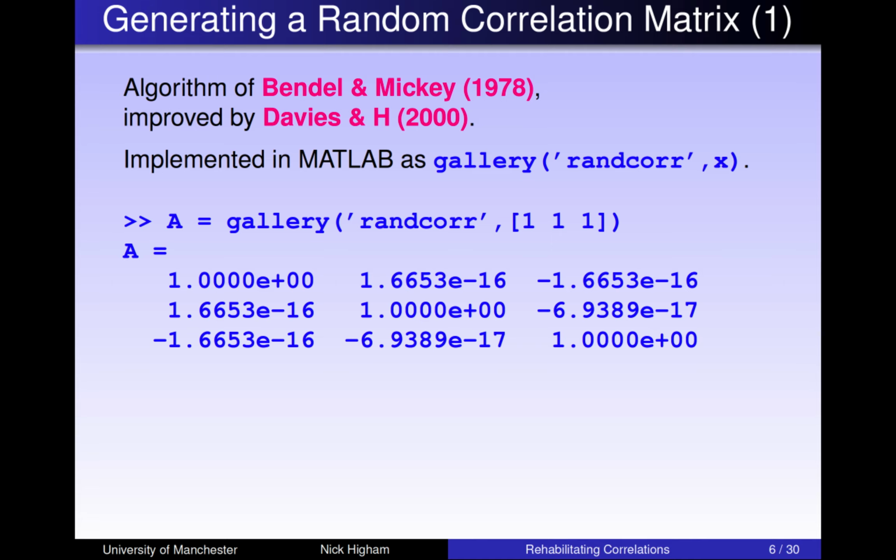It's gallery rand core, so you just give it the vector of eigenvalues that you would like here. So let's try 1, 1, 1. We expect to get a 3 by 3 matrix with eigenvalues 1, 1, and 1, and it should be a correlation matrix. So here's what comes out. Modulo round-off, we've got the identity matrix here. And indeed, that's what you'd expect. The only correlation matrix with eigenvalues all equal to 1 is the identity.